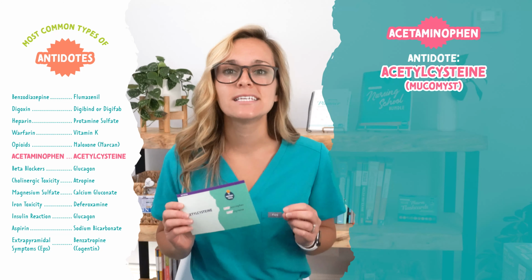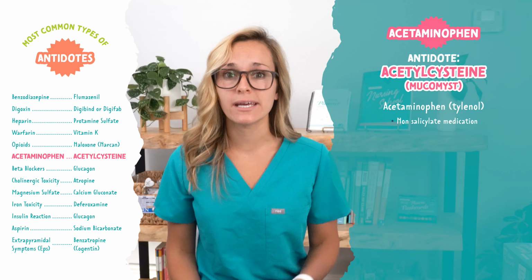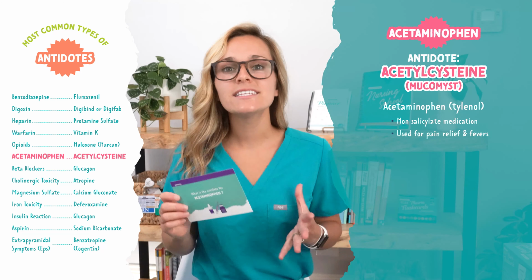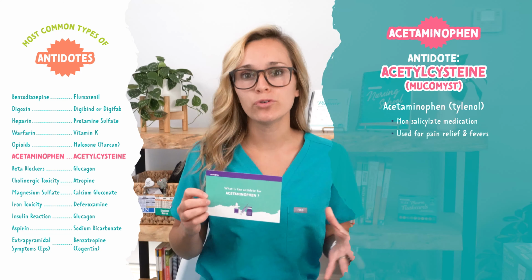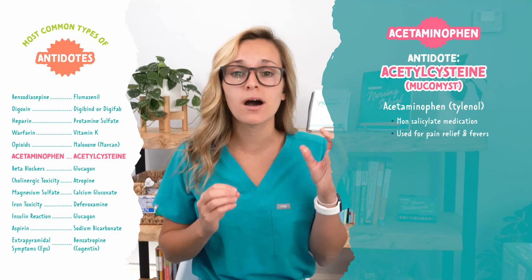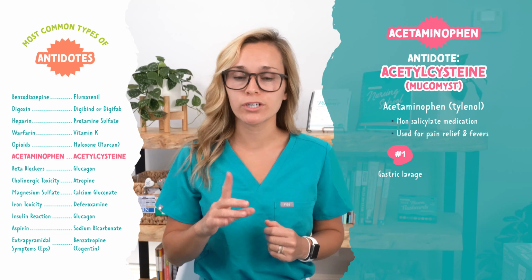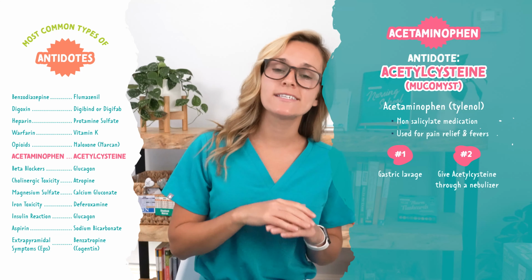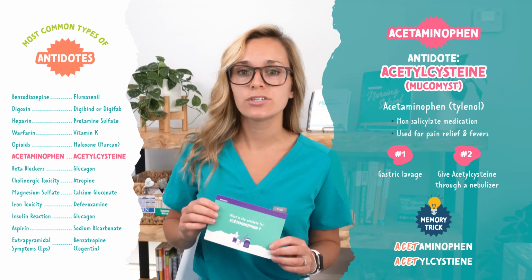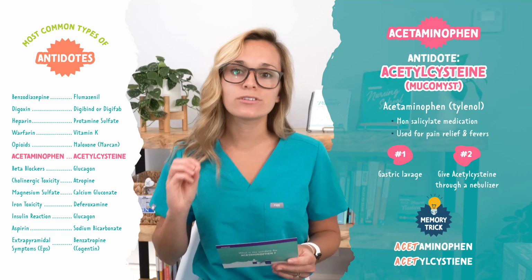Next is the antidote for acetaminophen. The brand name for this is Tylenol. This is a non-salicylate medication used for pain relief and fevers. I'm sure we've all heard of Tylenol. The antidote for this is acetylcysteine, brand name Mucomyst. Acetylcysteine protects the liver cells and inhibits metabolism of acetaminophen by the liver. A gastric lavage is typically done first of the stomach, and then after, acetylcysteine is given through a nebulizer. It's pretty easy to recognize the antidote for acetaminophen because they both have the same beginning: acetaminophen, acetylcysteine.